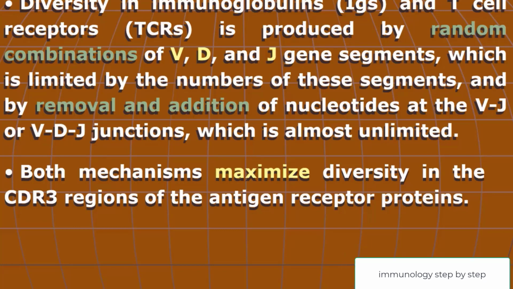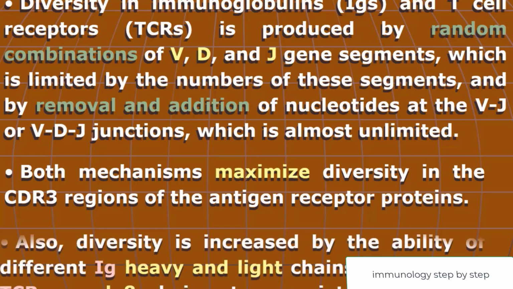Both mechanisms maximize diversity in the CDR3 regions of antigen receptor proteins. Also, diversity is increased by the ability of different Ig heavy and light chains, or different TCR alpha and beta chains, to associate in different cells, forming different receptors.